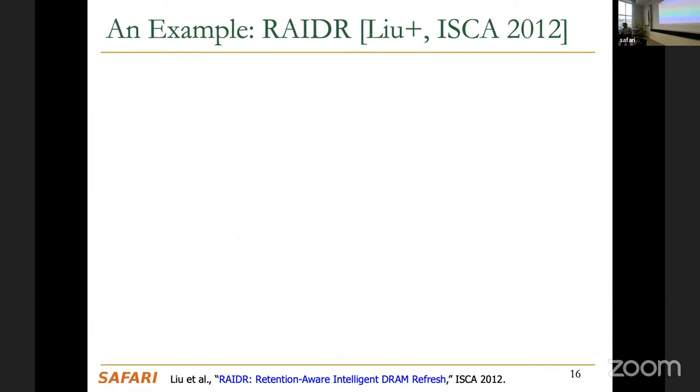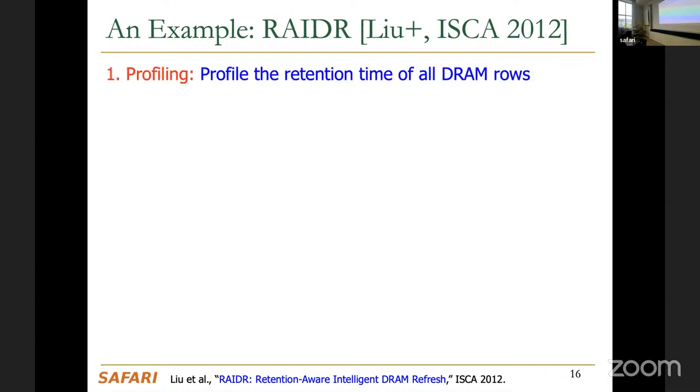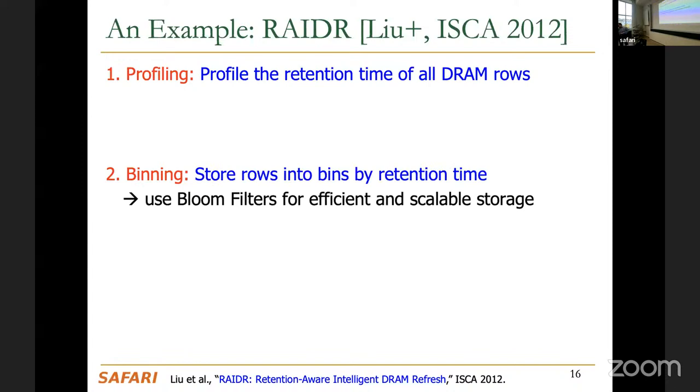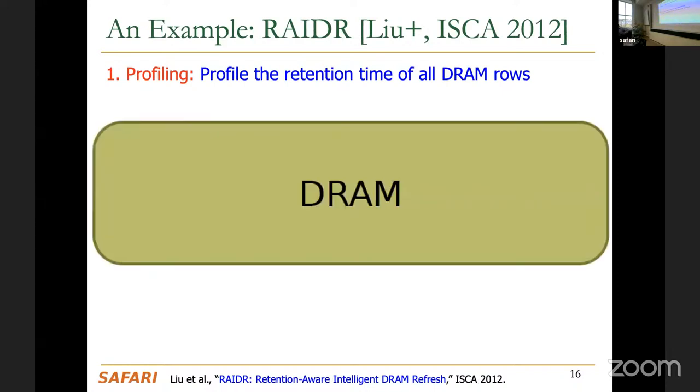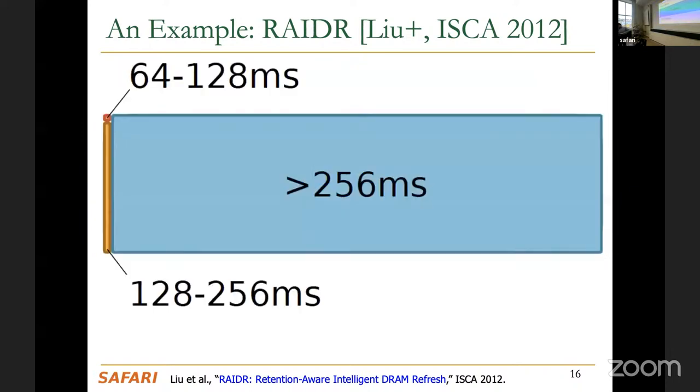So let me describe the work that we did last year. Well, when I was presenting, it was last year. Now it's 11 years ago. So basically, RAIDR, retention-aware intelligent DRAM refresh, consists of three steps. You first profile the retention time of all DRAM rows. Then you store the rows into bins by retention time in the memory controller. Basically, you categorize the retention times. And we use Bloom filters for efficient and scalable storage.